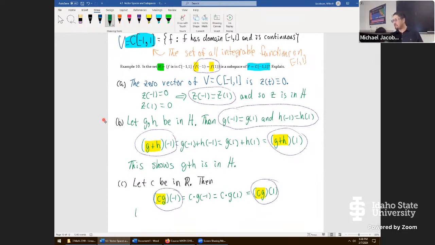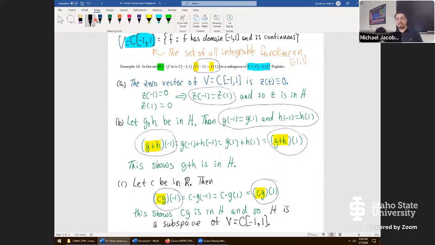So all we need to say is this shows C times G is in H. And so let's put down just the overall conclusion in one line. H is a subspace of V equals C -1, 1. Definitely kind of an interesting subspace. It could put more structure on it and make it look like Rolle's theorem, but that's how this problem would end right here.